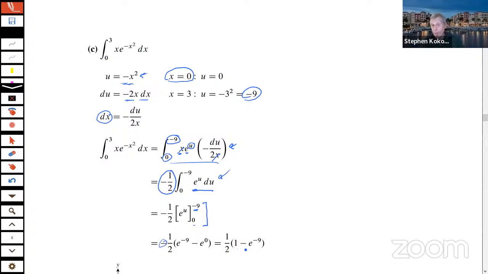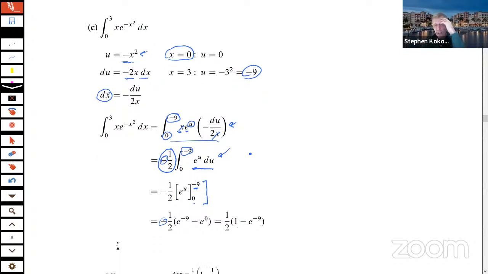1 minus e to the minus 9. Hey, I'm a little confused here. That expression actually looks positive. I was worried about this because I've got a negative sign out front, and I've got a negative 9, which is the smaller number, up top.